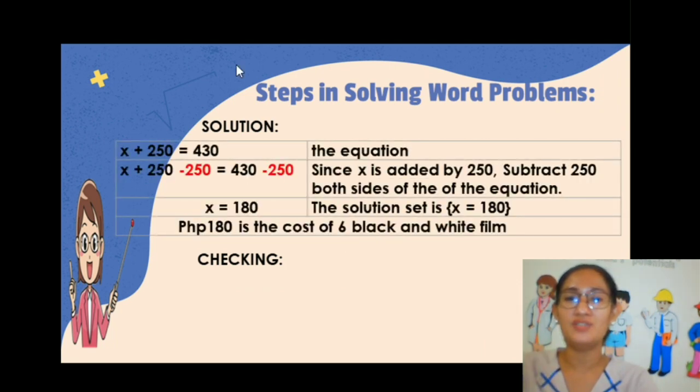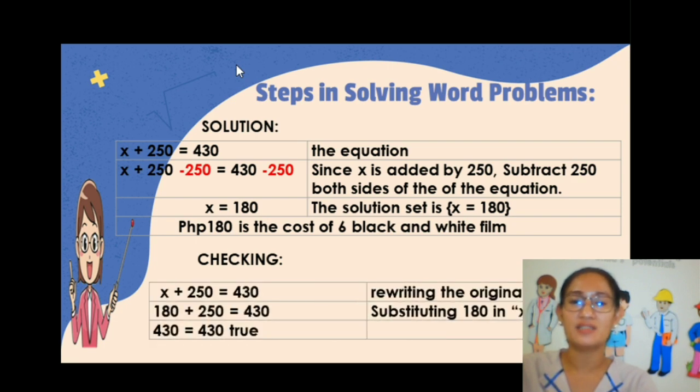Let's check our solution. The equation is x plus 250 equals 430. Since x is added by 250, subtract 250 from both sides of the equation. The solution is x is equal to 180. 180 pesos is the cost of 6 black and white film.